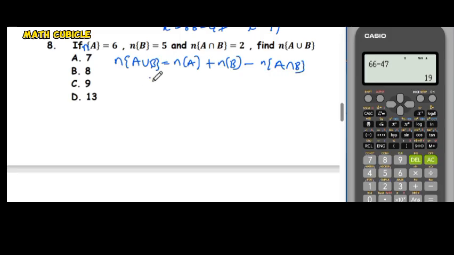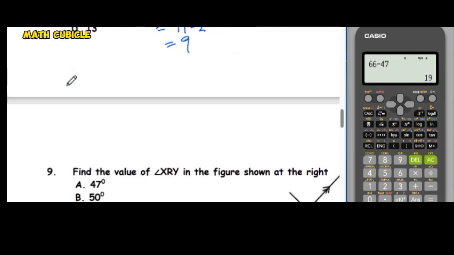So this becomes number of terms in A is 6 plus number of terms in B is 5 minus number of terms in A intersection B is 2. So that's 11. 6 plus 5 is 11. 11 minus 2 is 9. Option C is our answer. Then question number 9.